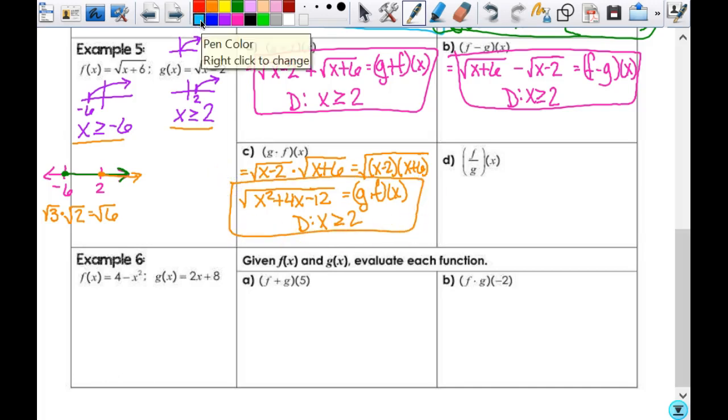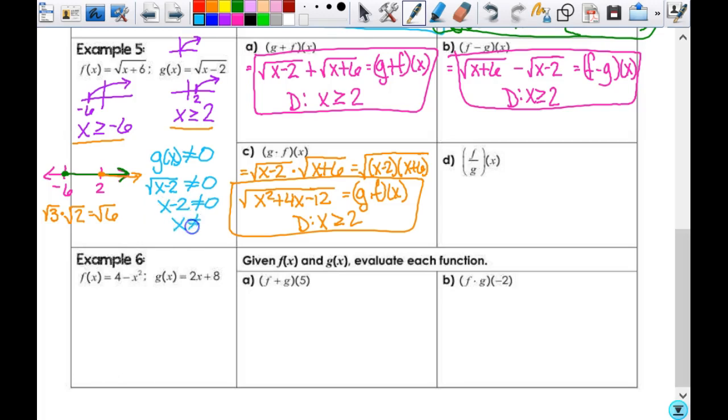So now I'm to the quotient. g of x cannot equal 0 because it's in the denominator. That means the square root of x minus 2 cannot equal 0. If I square both sides, now x minus 2 cannot equal 0. So x cannot equal what? 2. That's a further restriction. So I come and substitute that in. My f of x is the square root of x plus 6 over g of x, which is the square root of x minus 2.